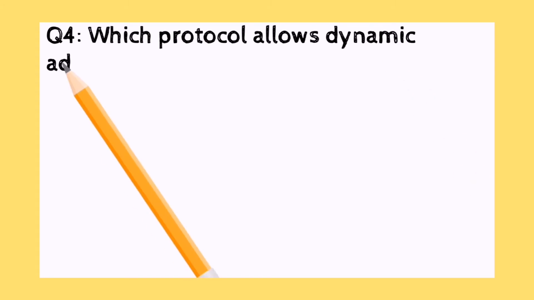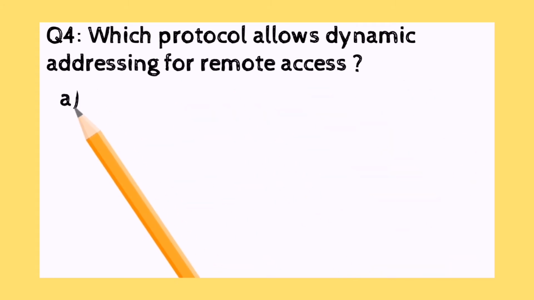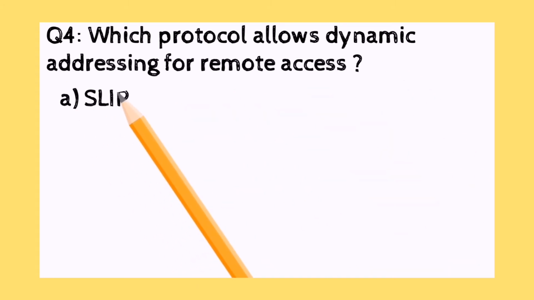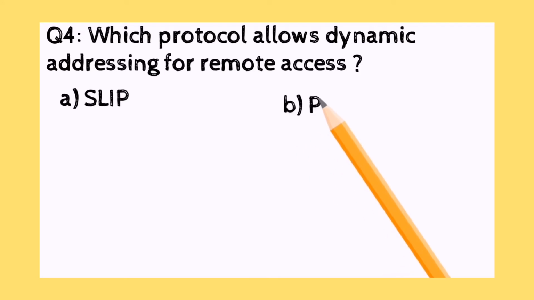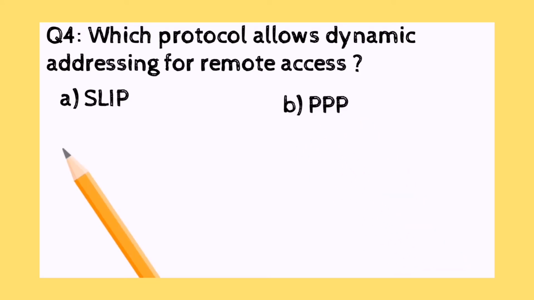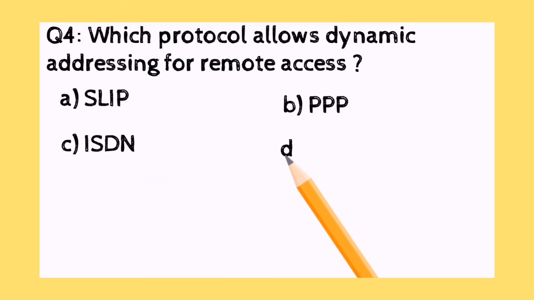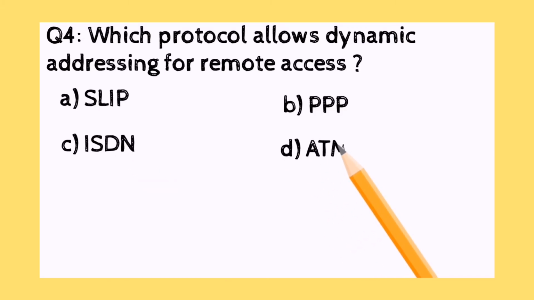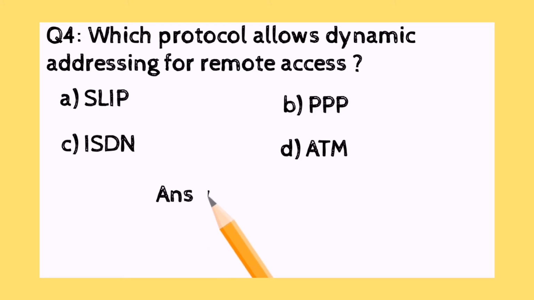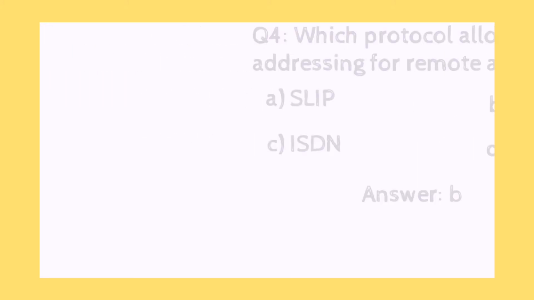Question number 4. Which protocol allows dynamic addressing for remote access? A. SLIP. B. PPP. C. ISDN. And D. ATM. So the correct answer is option B, PPP.